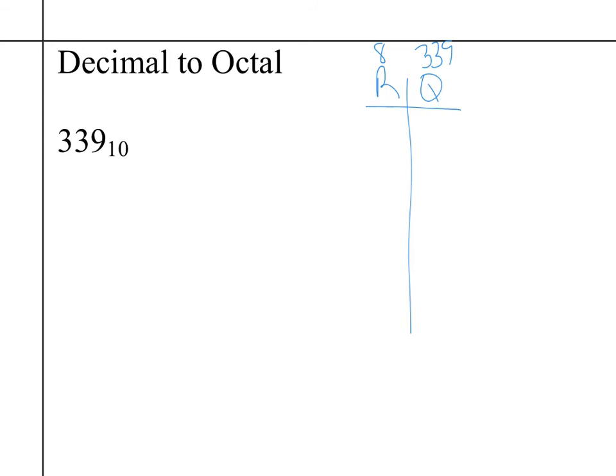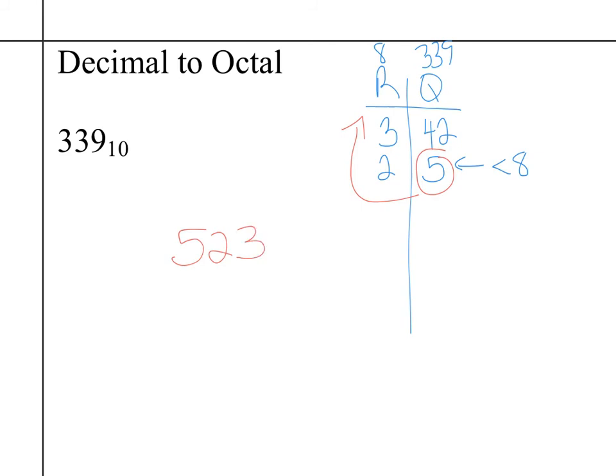There are tricks to using your calculator. We'll go through it. It's a lot easier to show you in person, but this is generally pretty quick. So if I take 8 and divide it into 339, it goes in 42 times with a remainder of 3. If I divide 8 into 42, it goes 5 times with a remainder of 2, because you know 5 times 8 is 40. There you go. Okay, this number is less than 8, so I'm done. So I start with this one and I go up. So the number 339 in decimal is 5, 2, 3 in octal.